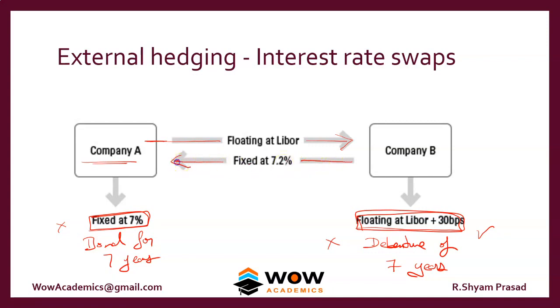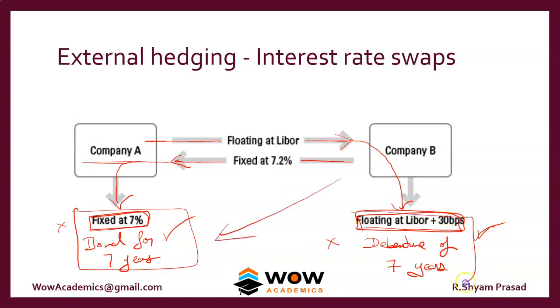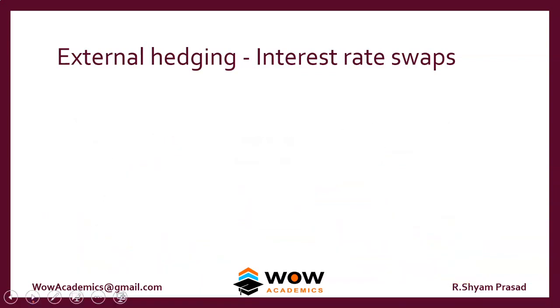The fixed rate received by A is quickly transferred to the bond holders, and the floating rate received by company B is quickly transferred to the debenture holders. So both companies have made their debenture holders and bond holders happy. At the same time, they have also exchanged their interest rate pattern. It's very simple like this. This loan interest is paid by this company and this loan interest is paid by this company. So they have altered their interest pattern. We'll see an example here.